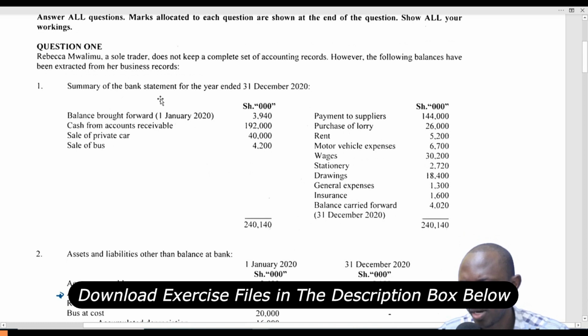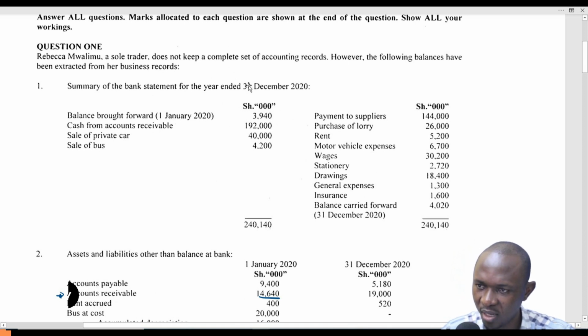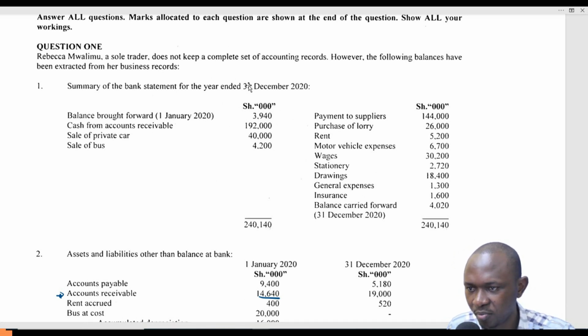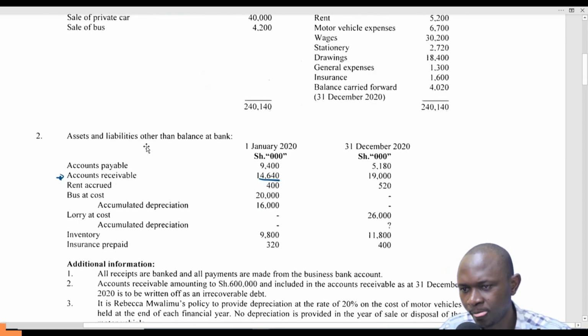So, summary of the bank statement for the year ended 1st Dec 2020. These are the summary of the bank statement. On this side we have the receipts, and then on this side we have the payments. So these are the payments that were made in that year and the receipts that were received that year.